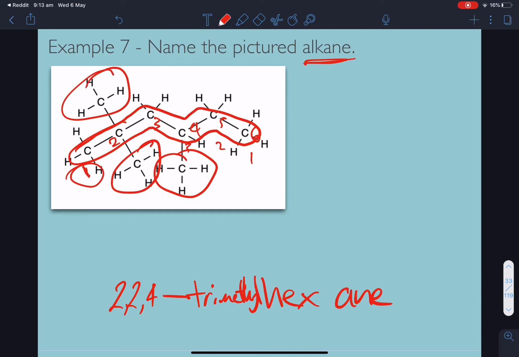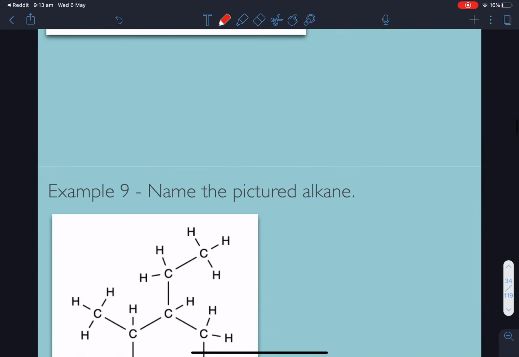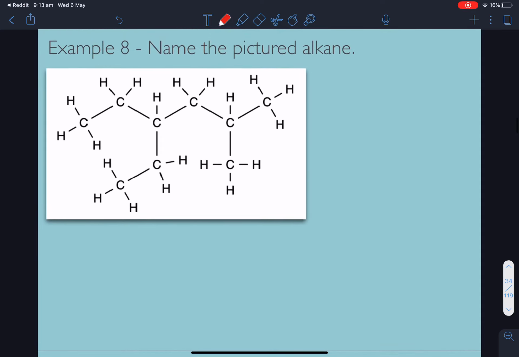Hopefully the writing's a bit better than mine. Alright, couple more examples. Let's keep going. Okay. Here, I can see that I've got this chain here. 1, 2, 3, 4, 5, 6 carbons long. Okay, it must be a hexane. Hold on. Now this is a very, very good trick that the HSC loves to do. Don't presume that the straightest chain is the longest chain, and that's why I threw this example in.